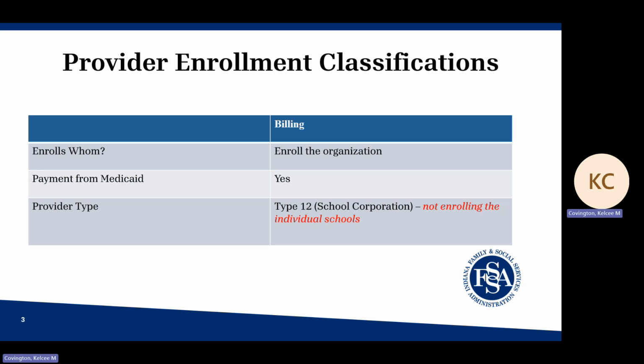The first step in ensuring that you are enrolled correctly is to make sure you are enrolling as the correct provider classification. School corporations can only be enrolled as billing providers. You will have the option to enroll as a billing, group, rendering, or OPR. However, billing is the most appropriate classification for this type of enrollment. The provider type that you're going to select is Type 12 School Corporation. Please note that an enrollment application should only be submitted for school corporations. Avoid enrolling individual schools within the corporation.